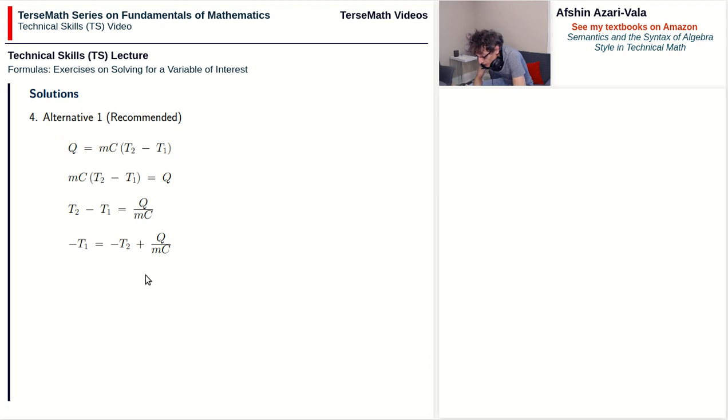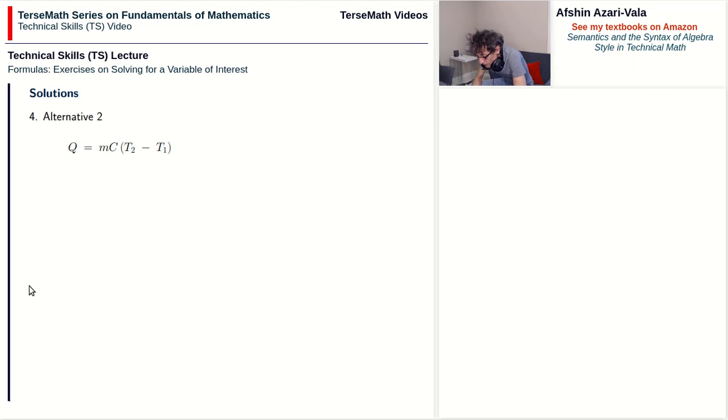So you can divide the right side by -1. And when you divide by -1, what happens is that the sign of every term switches. So basically the shortcut is if you change the sign here, you have to change the sign of every term on the other side. Okay, so T1 becomes equal to T2 minus Q over MC.